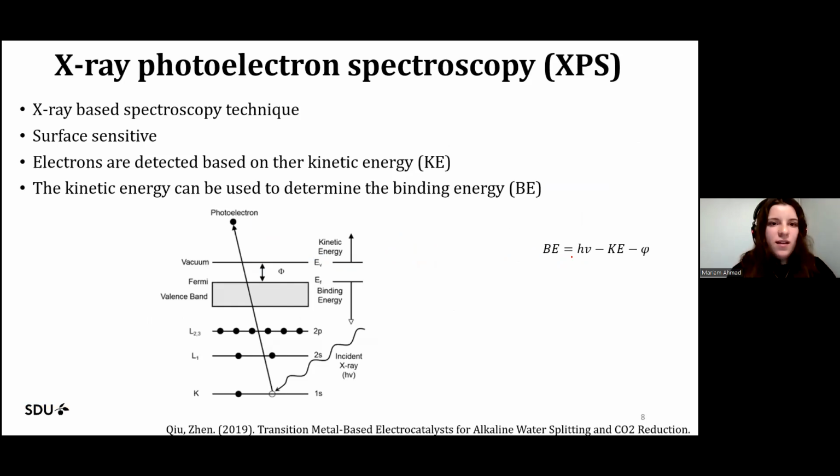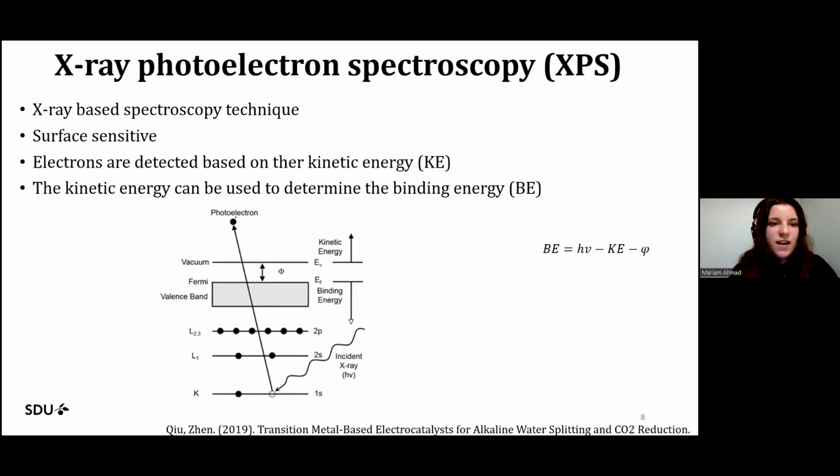So the main technique that has been used in this study is X-ray photoelectron spectroscopy, or XPS. As the name indicates, it is an X-ray-based spectroscopy technique. It is a very surface-sensitive technique, so it provides information about the first 1 to 10 nanometers of a surface. So it is perfect for studying thin films. In this technique, a surface is hit by X-rays. The incident photon energy of these X-rays is either equal to or higher than the binding energy of a specific electron in a specific orbital, which results in this electron being emitted as a photoelectron.